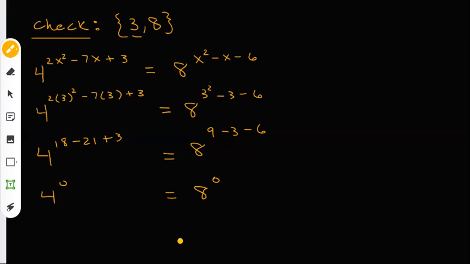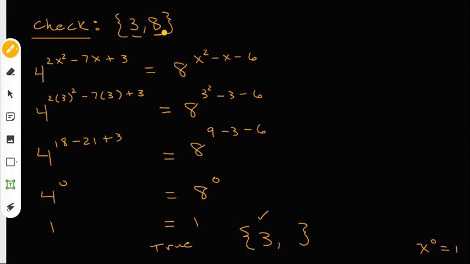So now I have 4 to the 0 power. Anything to the 0 power is going to be 1. So I get 1 equals 1. And that's my true statement. Okay, so that means 3 is going to work for this. 3 definitely belongs in the solution set.